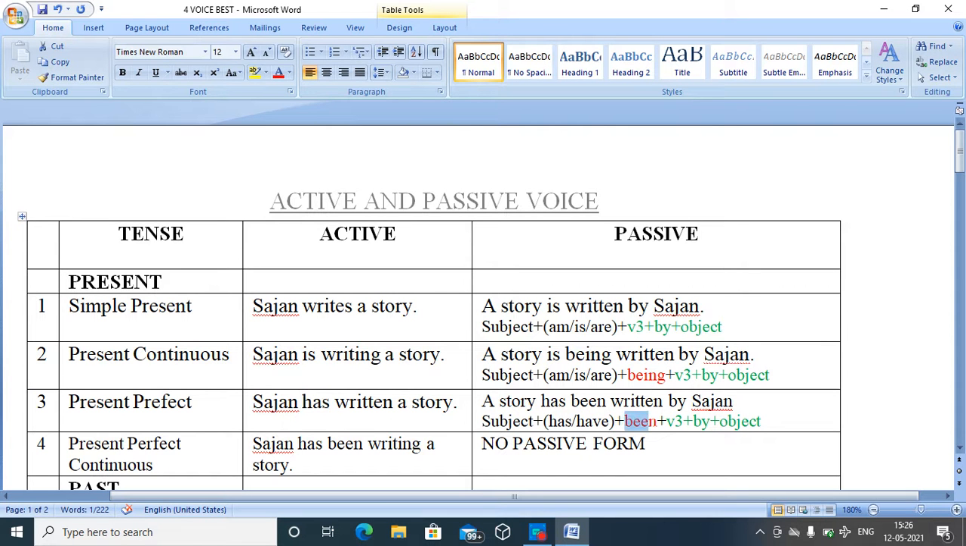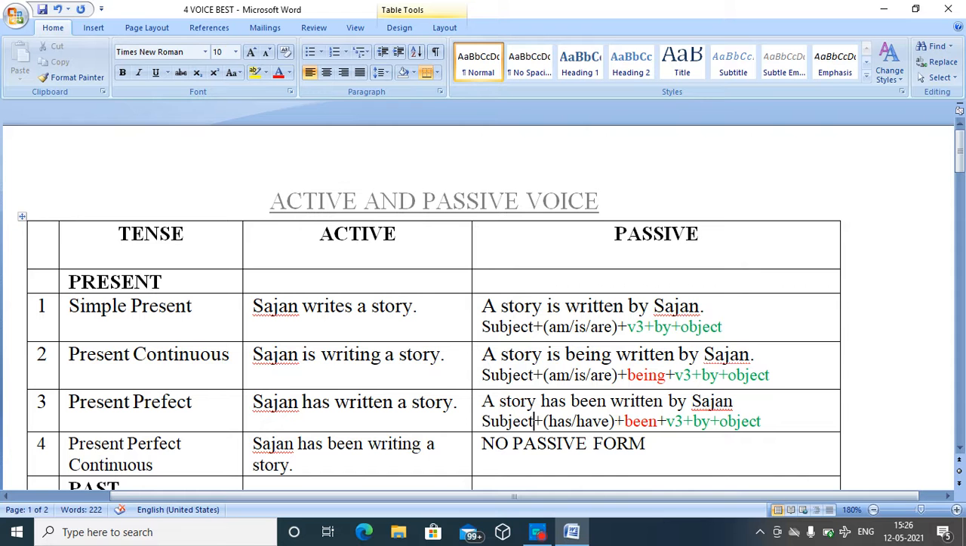If there is no "been" here, you're just not adding "been". Then it's just an interchange of subject and object: "A story has written by what?" It's an error. You can never write it that way. So this addition, this particular word, is very important, and it should be added if you want to transform a present perfect tense active sentence into passive.